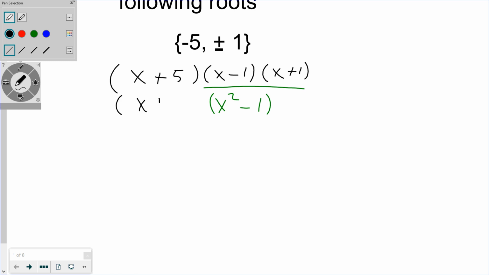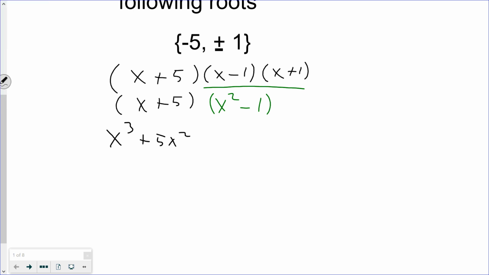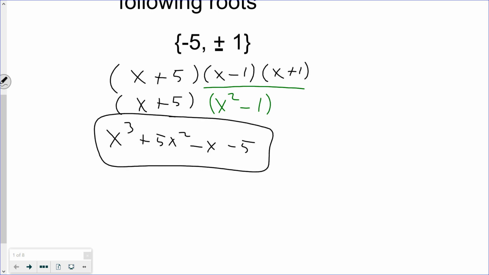All multiply with x plus 5. And when you multiply these factors together, you get x cubed plus 5x squared minus x minus 5. And there's your answer. Any questions about that? All right, then let's keep going.